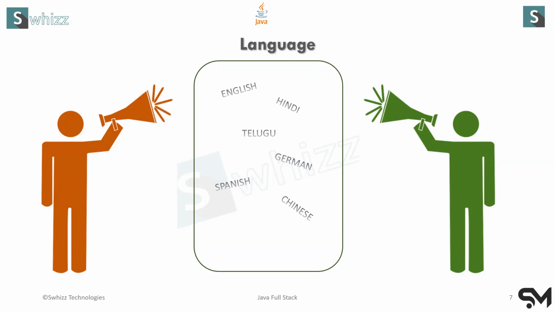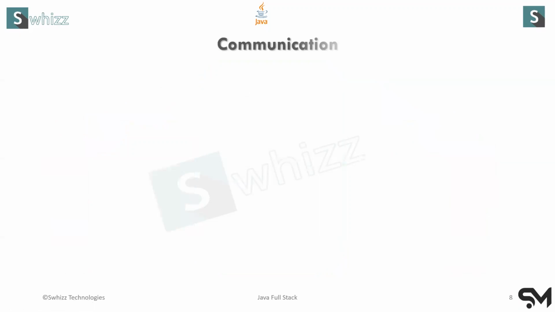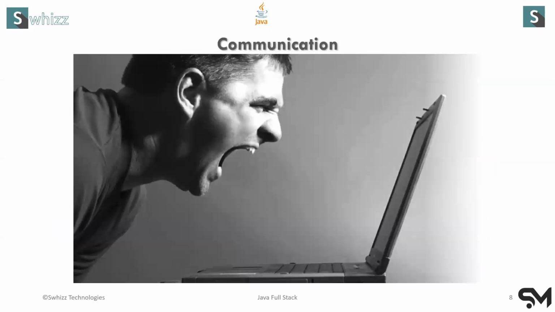See, if the green person is able to speak only Hindi, and the orange person is only able to speak Spanish, if he speaks Spanish, this person will speak Hindi, and nobody will be able to understand anything, right? So the medium of communication should be chosen in such a way that both people are able to understand the same language. That is a very important point you need to consider here. Okay, then what is tech communication? You are able to communicate with the other person, right?